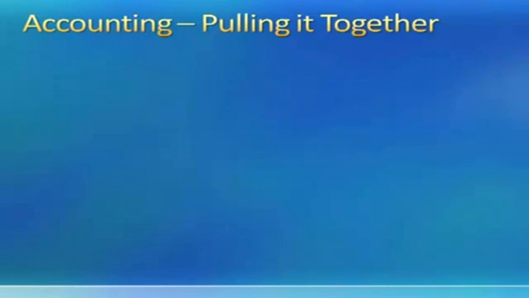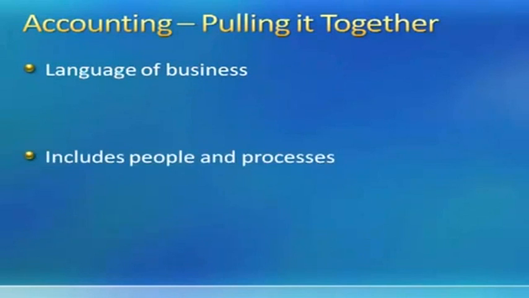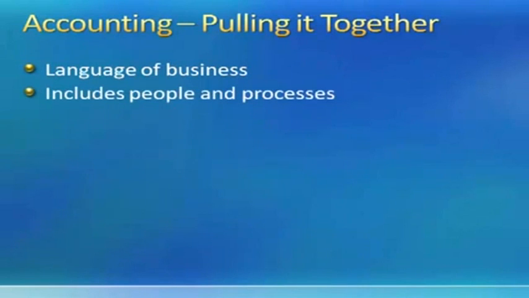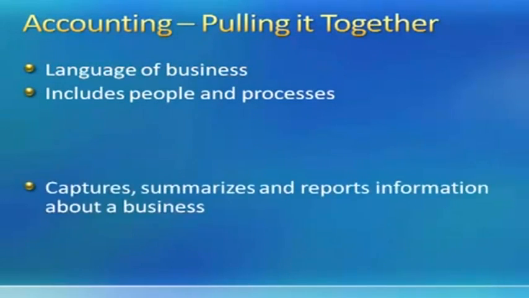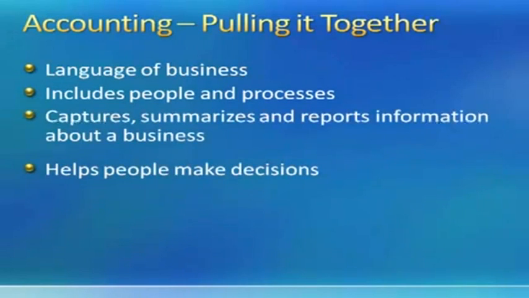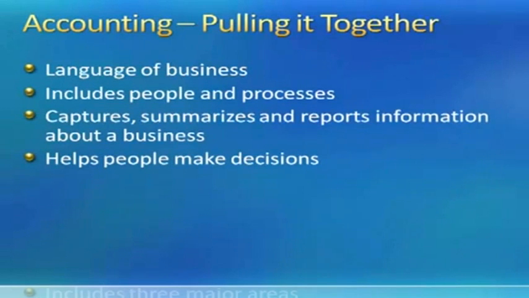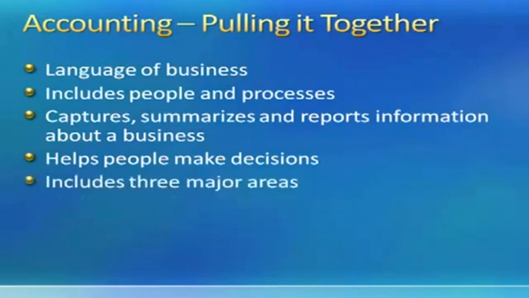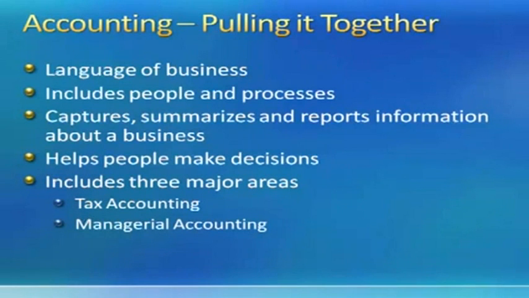So now let's review and pull it all together. We learned that accounting is the language of business. We also learned that accounting includes people and processes. Accounting captures, summarizes, and reports information about a business. It helps people to make decisions, and it includes three major areas. Those three areas are tax accounting, managerial accounting, and finally, financial accounting.